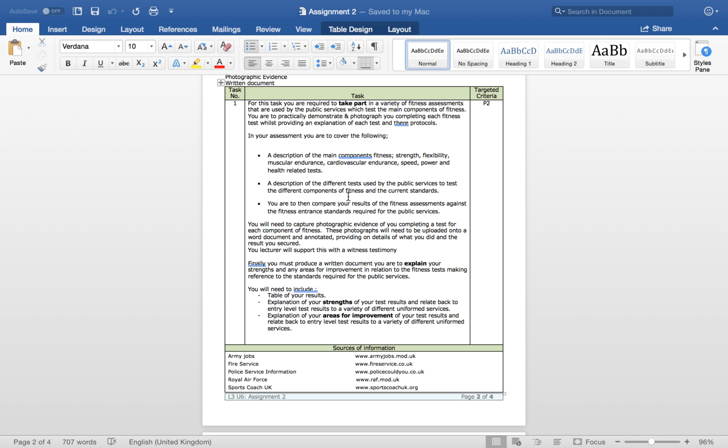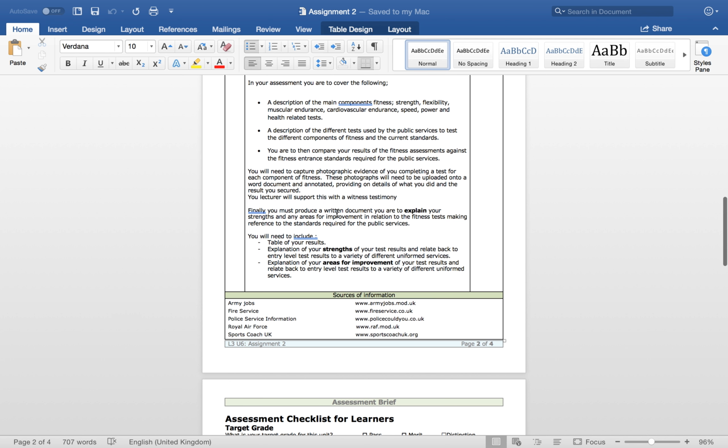Okay. So first of all, we provide a description of the component of fitness. We then describe the test. So for strength, I would describe the hand grip test. And then what we'll do is compare our results in relation to the public service sector. Again, it's reiterating the point that you need the photographs to say that you've actually done it.